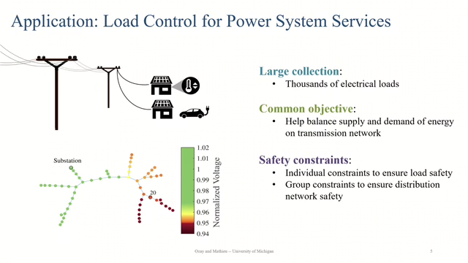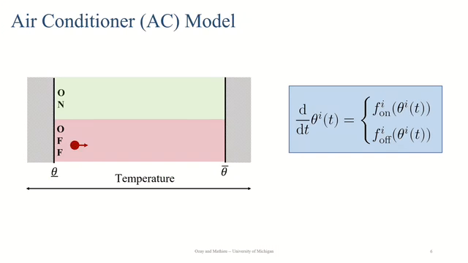So next we'll develop a model of the control plant, which in this application will be a collection of air conditioners. On the left is a diagram that shows an air conditioner's state. The state is determined by whether the air conditioner is on or off, and the temperature of the space that's being cooled. When an air conditioner is off, it moves through the temperature space, shown here.